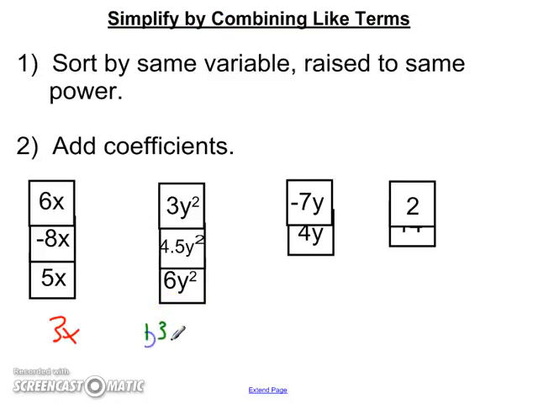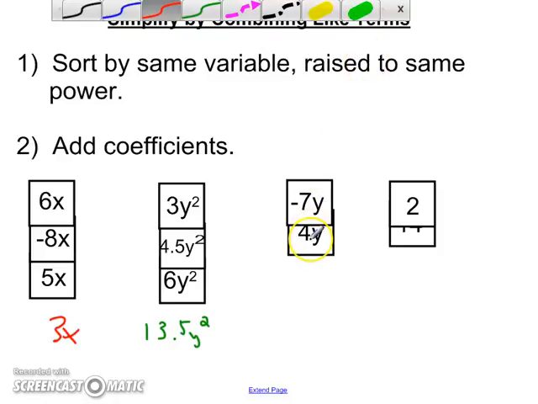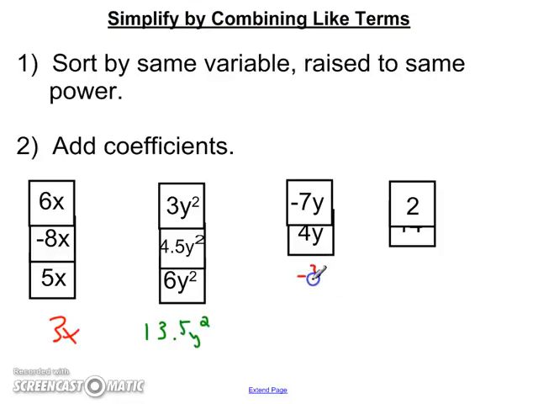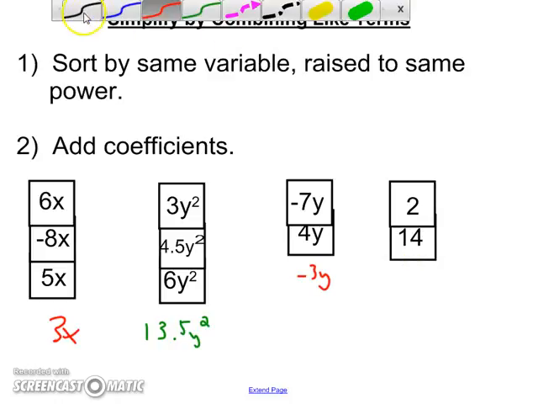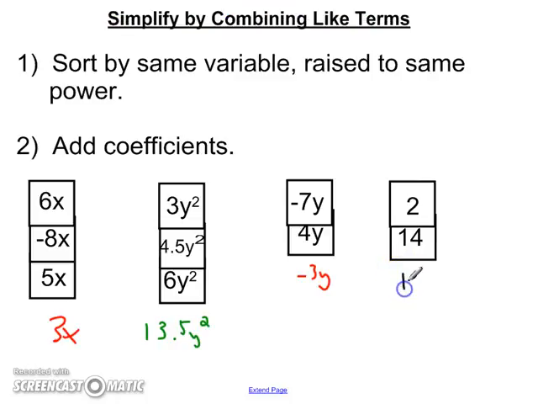So I've got 13.5y squared. My y's, well, I've got -7 and 4. Well, that is a negative, or a minus 3y. And then 14 plus 2, I'll just put those together. 14 plus 2 is 16. So all I've done in that case is I've organized them by type, and so now my expression, well, I don't have an expression at this point, I have just separate expressions. But those are the steps that I go through to simplify each part.